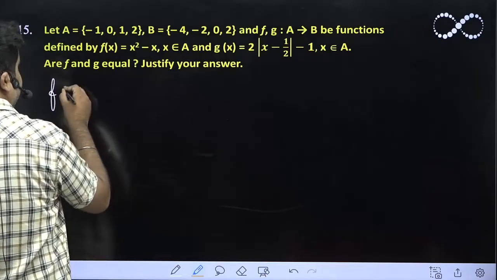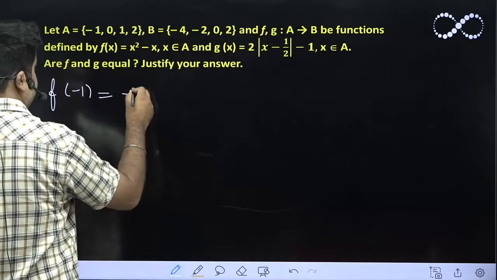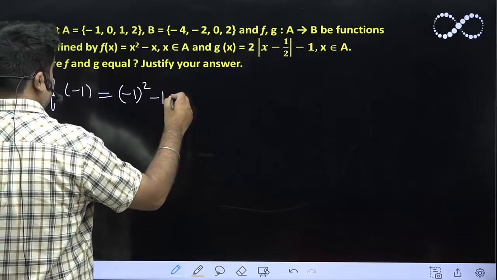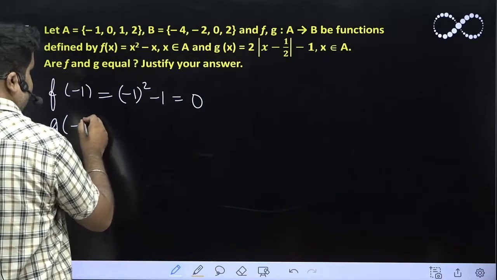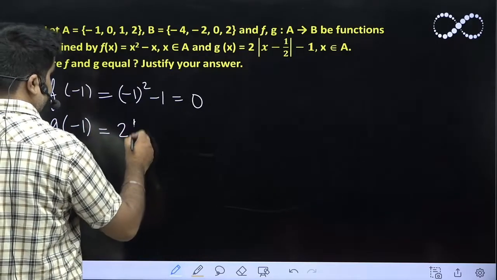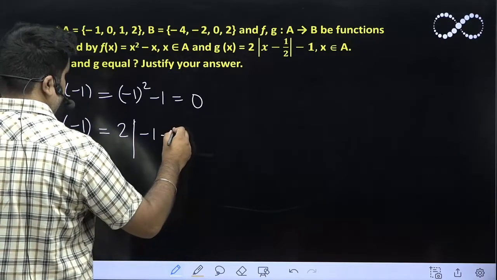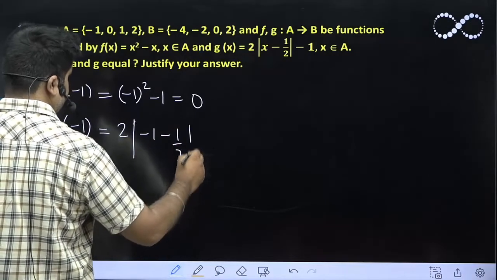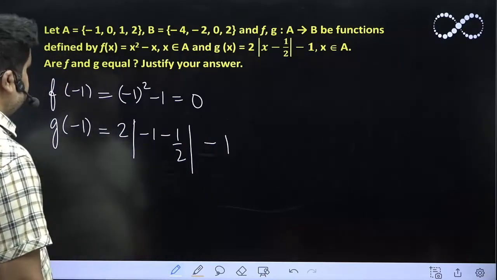So first let's check f of minus 1. So this is equal to minus 1 square minus 1. This is equal to 0. What is g of minus 1? So this is equal to 2 times minus 1 minus half, minus 1. Right?